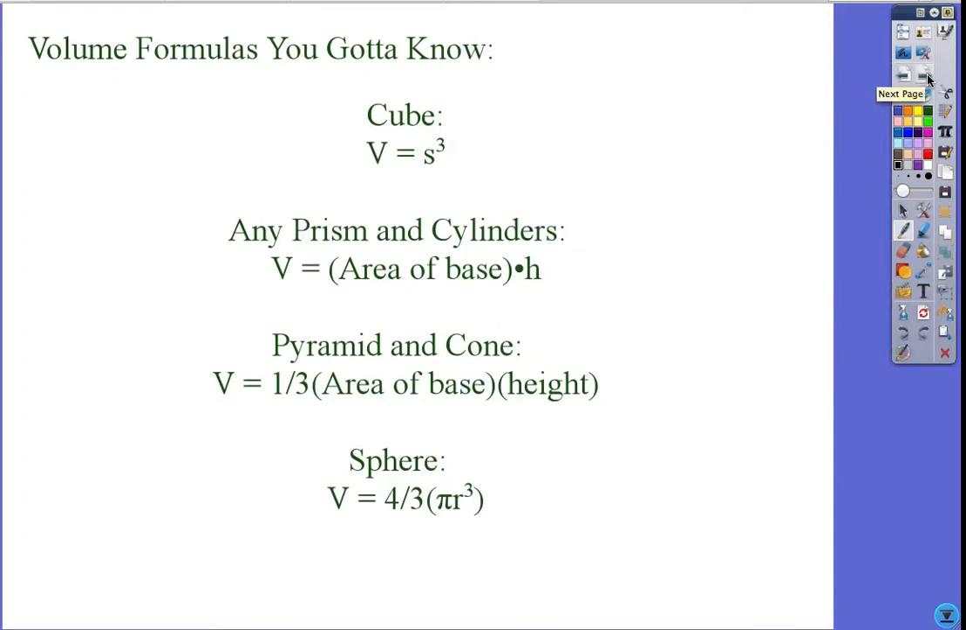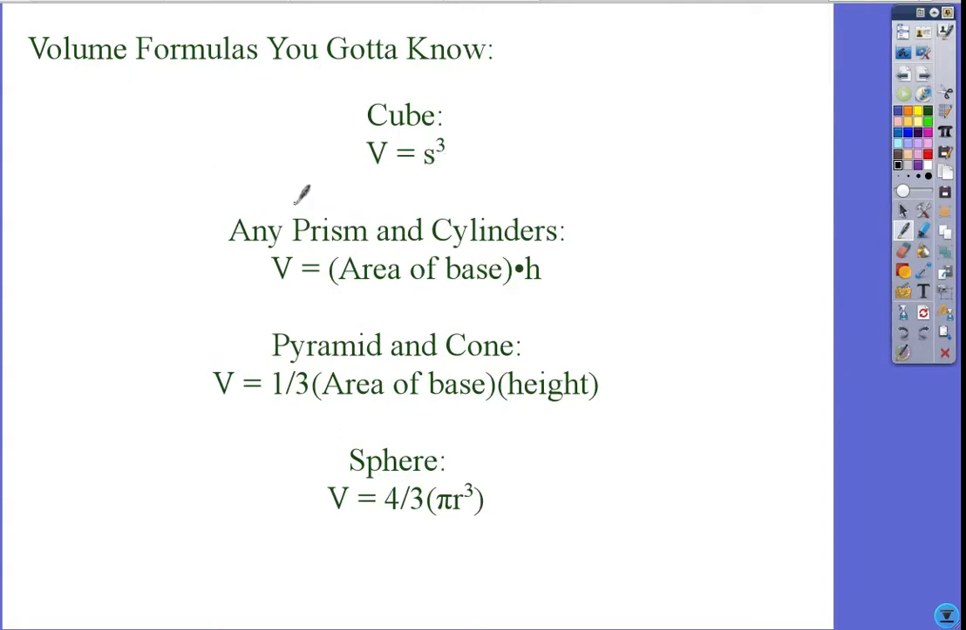So these are the volume formulas that you absolutely have to know. A cube is going to be the side, and instead of side squared like a square, we take into consideration that the length, the width, and the height of the cube are all the same. So we have s times s times s, or s to the third, or s cubed.